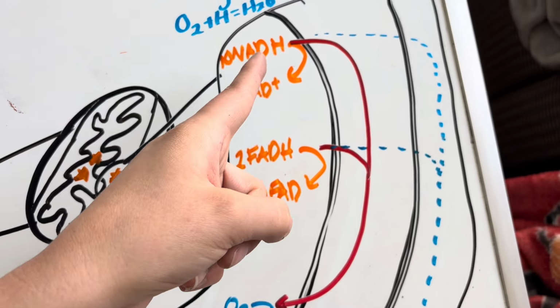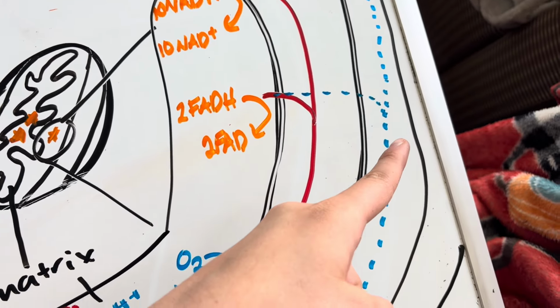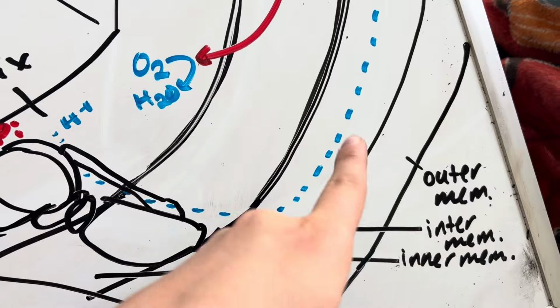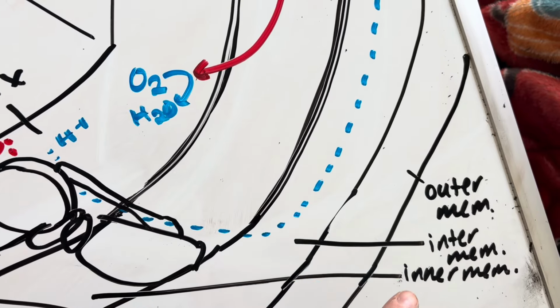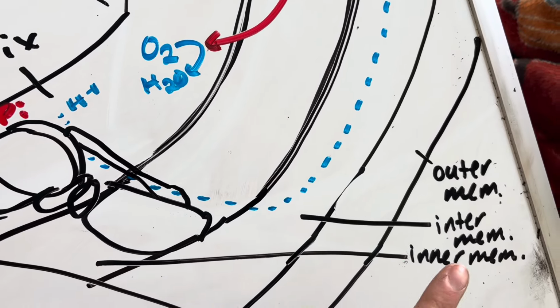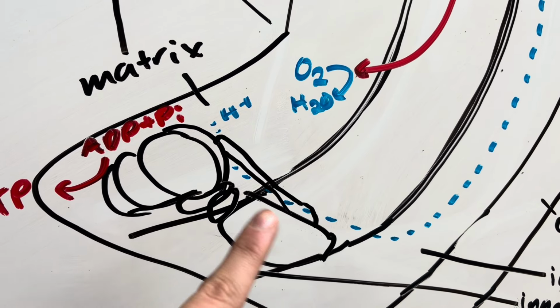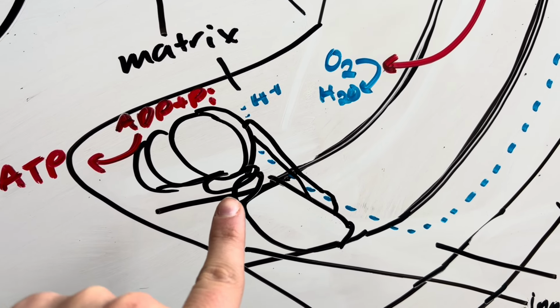And then the excess protons are going to travel to the intermembrane space. You can see I have that labeled here. This is the outer membrane, and then this is the inner membrane. And so then those protons are going to travel to this ATP synthase right here. This is oxidative phosphorylation now.